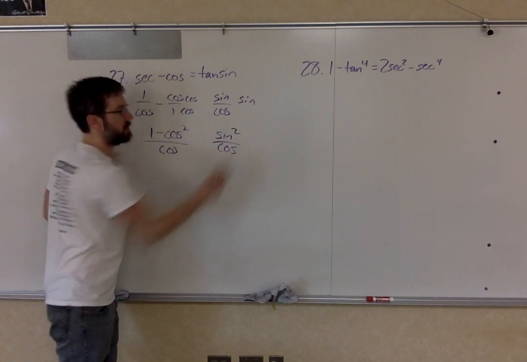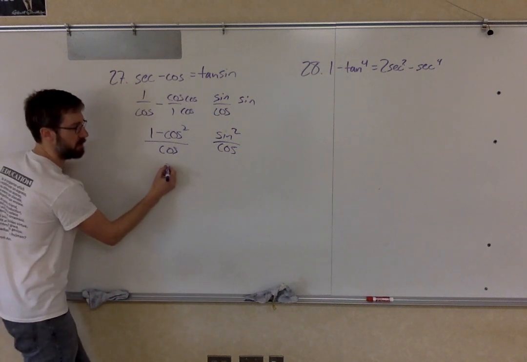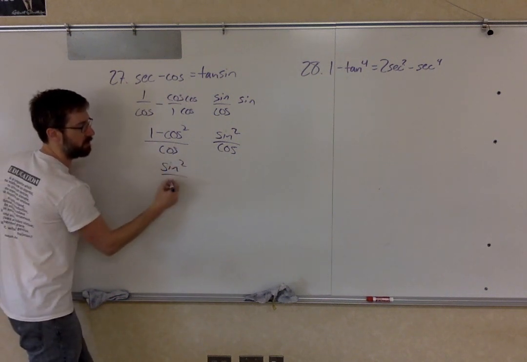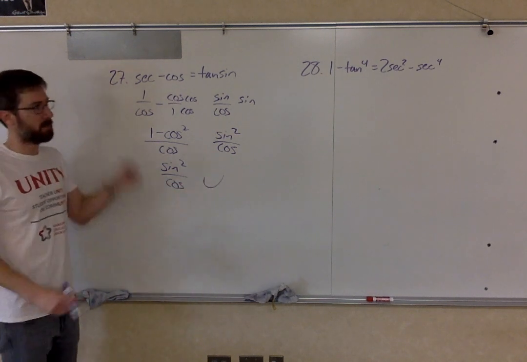And hopefully at this point you're seeing where I'm going with this. 1 minus cosine squared is equal to sine squared. So this is sine squared over cosine squared. Now they're both the same thing, so boom, we're done.